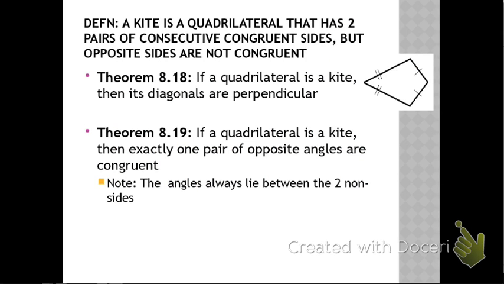A little more writing on this next slide. A kite is a quadrilateral that has 2 pairs of consecutive congruent sides, but opposite sides are not congruent. So you got a diagram of a kite over here. If a quadrilateral is a kite, then its diagonals are perpendicular. Perpendicular meaning it makes a right angle or 90-degree angle.